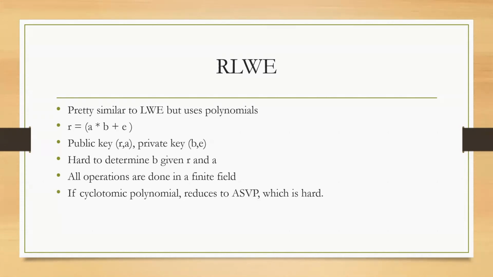If it's a cyclotomic polynomial, this reduces to the approximate shortest vector problem, which is a lattice problem, and it's hard. You can expect around log n key sizes compared to learning with errors. So it has the smallest key sizes of all of the problems we've proposed so far. Therefore, I'd rate this the hottest.